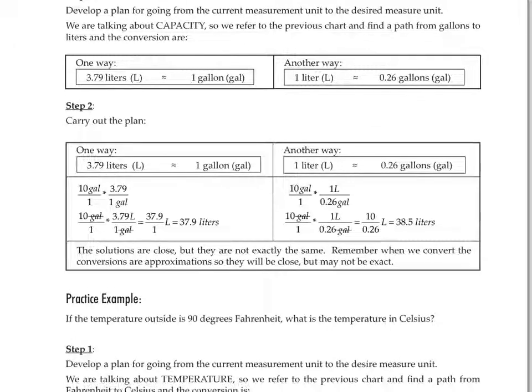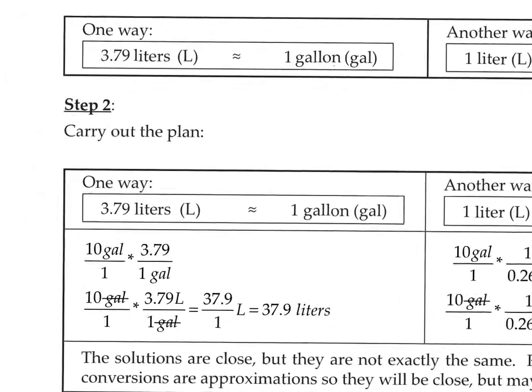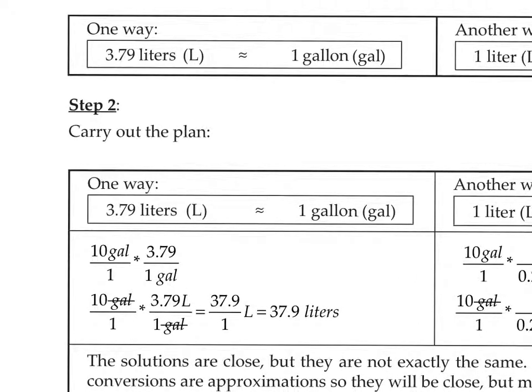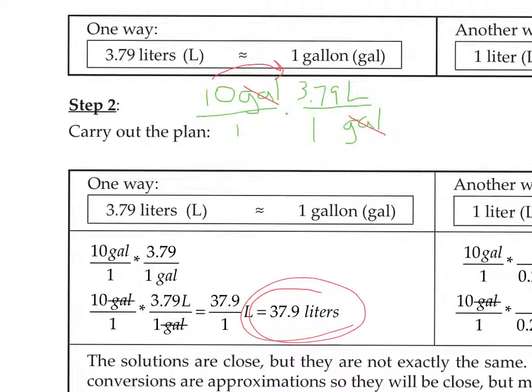So if we look down the page here, what did we start with? We started with 10 gallons. So we can write 10 gallons over 1. We want to get rid of gallons. We want to be left with liters. All right, the conversion says 1 gallon equals 3.79 liters. And this way, when you set this up, of course, the gallons will cancel. This is going to be multiplied. 10 times 3.79, because the two numbers are both on the top, 1 times 1 on the bottom. And that ends up being 37.9 liters.